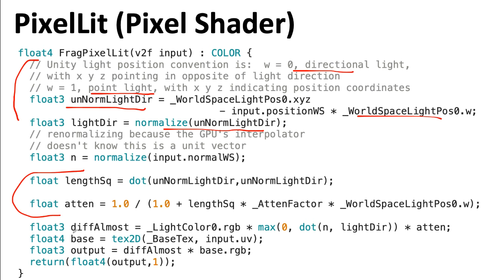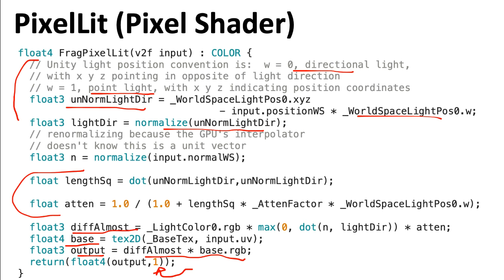Just to show the overall structure of moving logic from the vertex shader to the pixel shader, I kept this name diffAlmost in this way of writing it. We do our texture lookup, then multiply our diffAlmost times the result of that texture lookup to get our final output. And again, to make things simple, I'm just putting in 1 in the alpha register. If you're doing something with transparencies or whatever, you would want to be more careful about that.